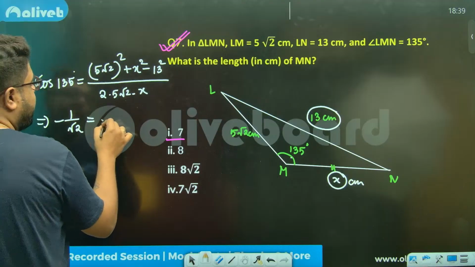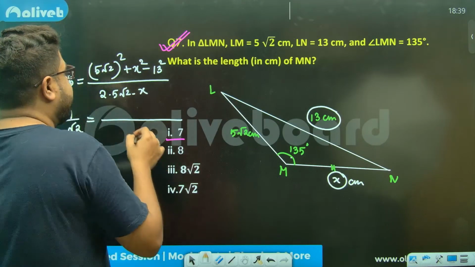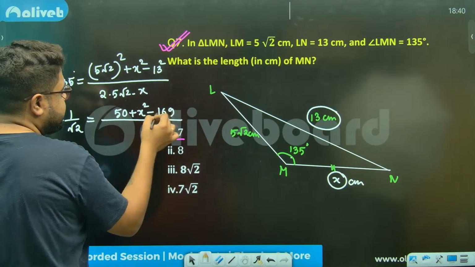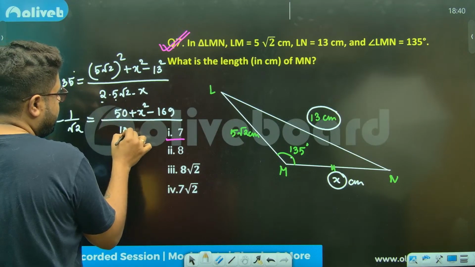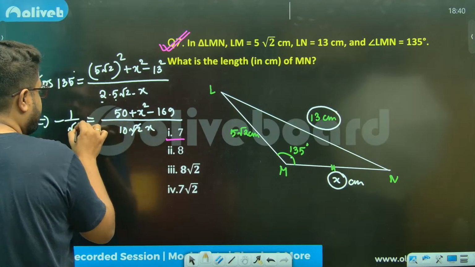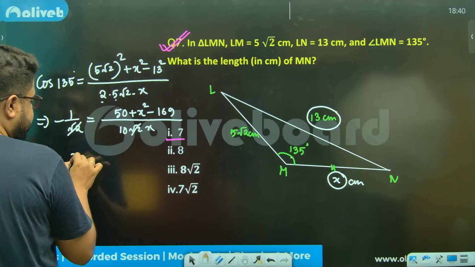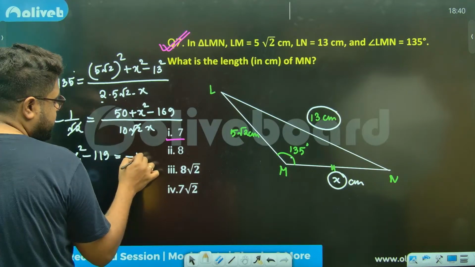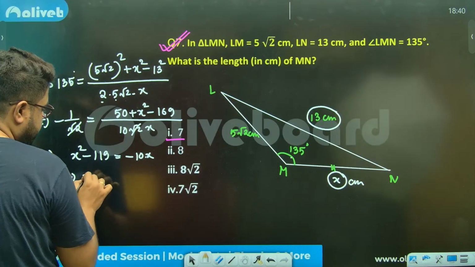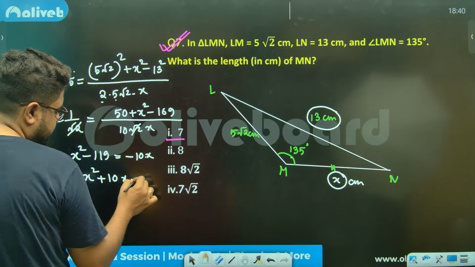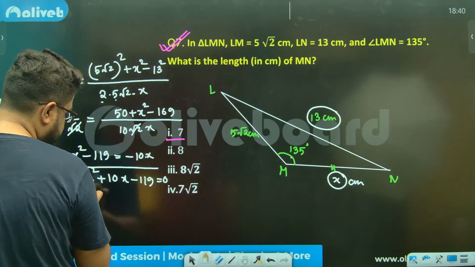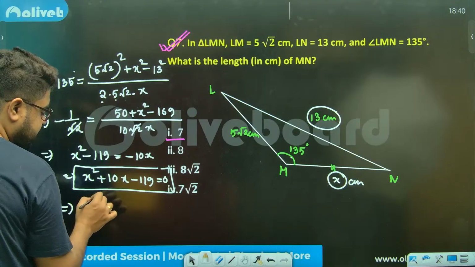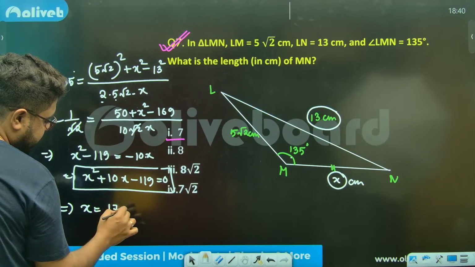If you calculate this, 25 into 2 is 50. So 50 plus x square minus 169, and this is 10 root 2 into x. So root 2 cancels. So ultimately x square minus 119 equals minus 10x. So this will go to that side, and it becomes x square plus 10x minus 119 equal to 0. Minus 119: 17 and 7 are the factors.